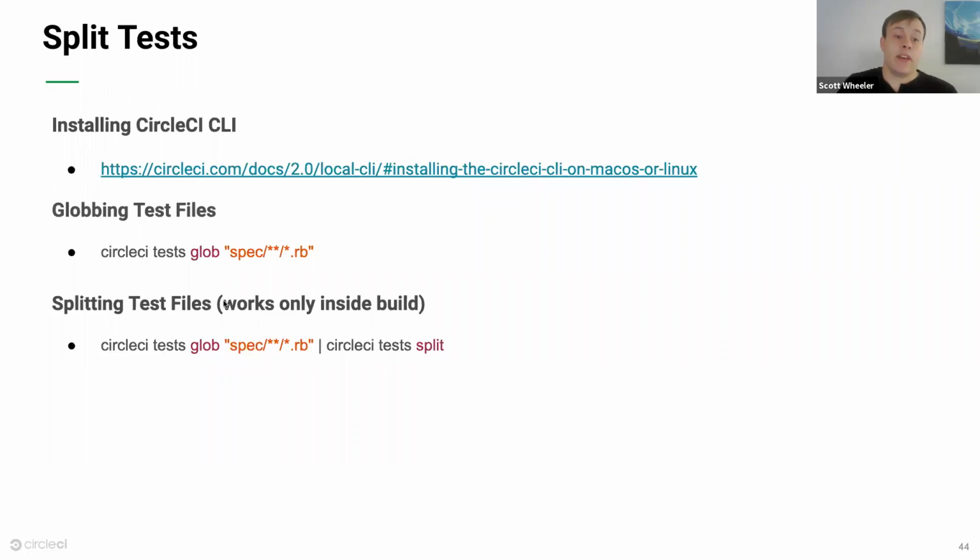When splitting tests on CircleCI, it's best to use the CircleCI CLI to split tests and glob them. In this example, you can glob the tests in the spec folder, all the Ruby tests, and inside the build, you can glob the tests and then split the tests to use during parallelism.